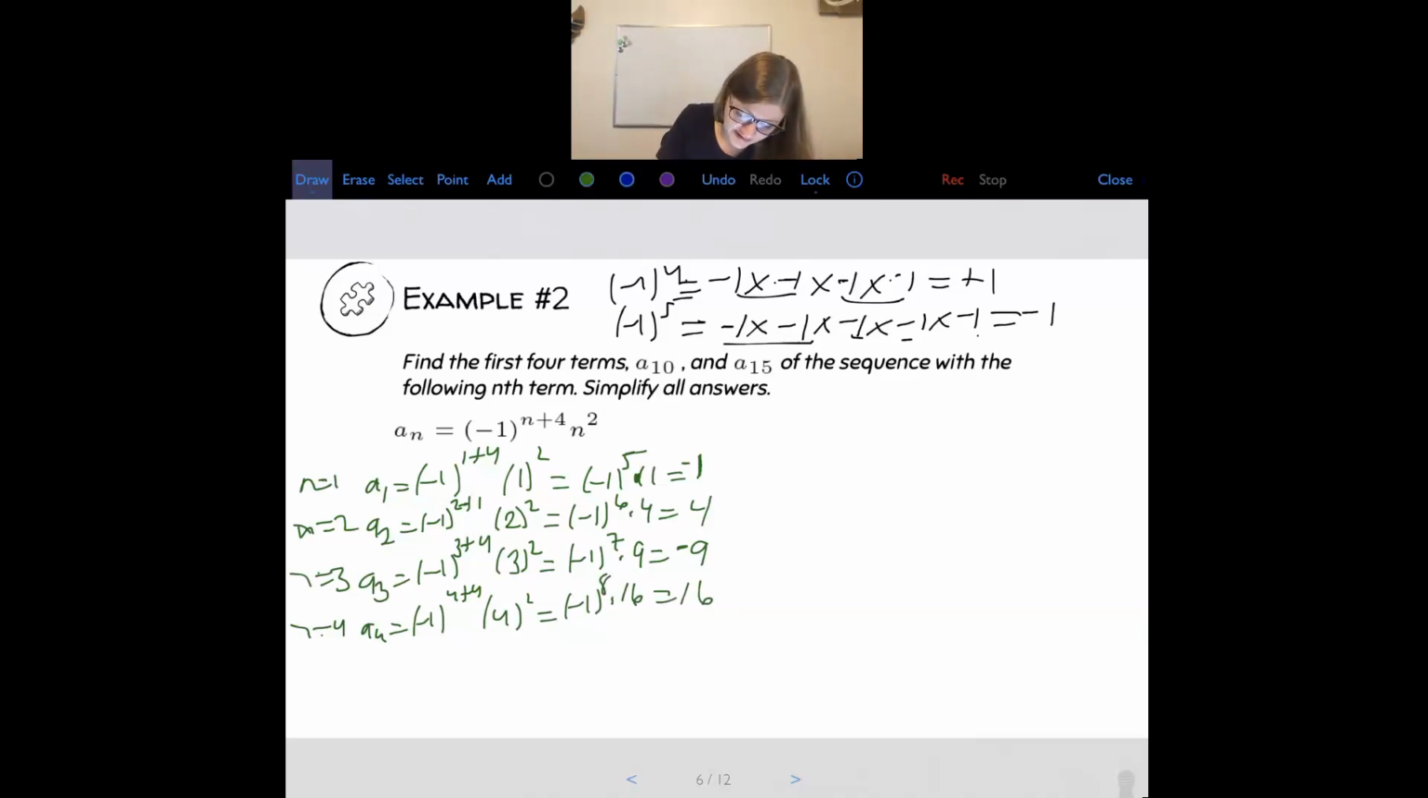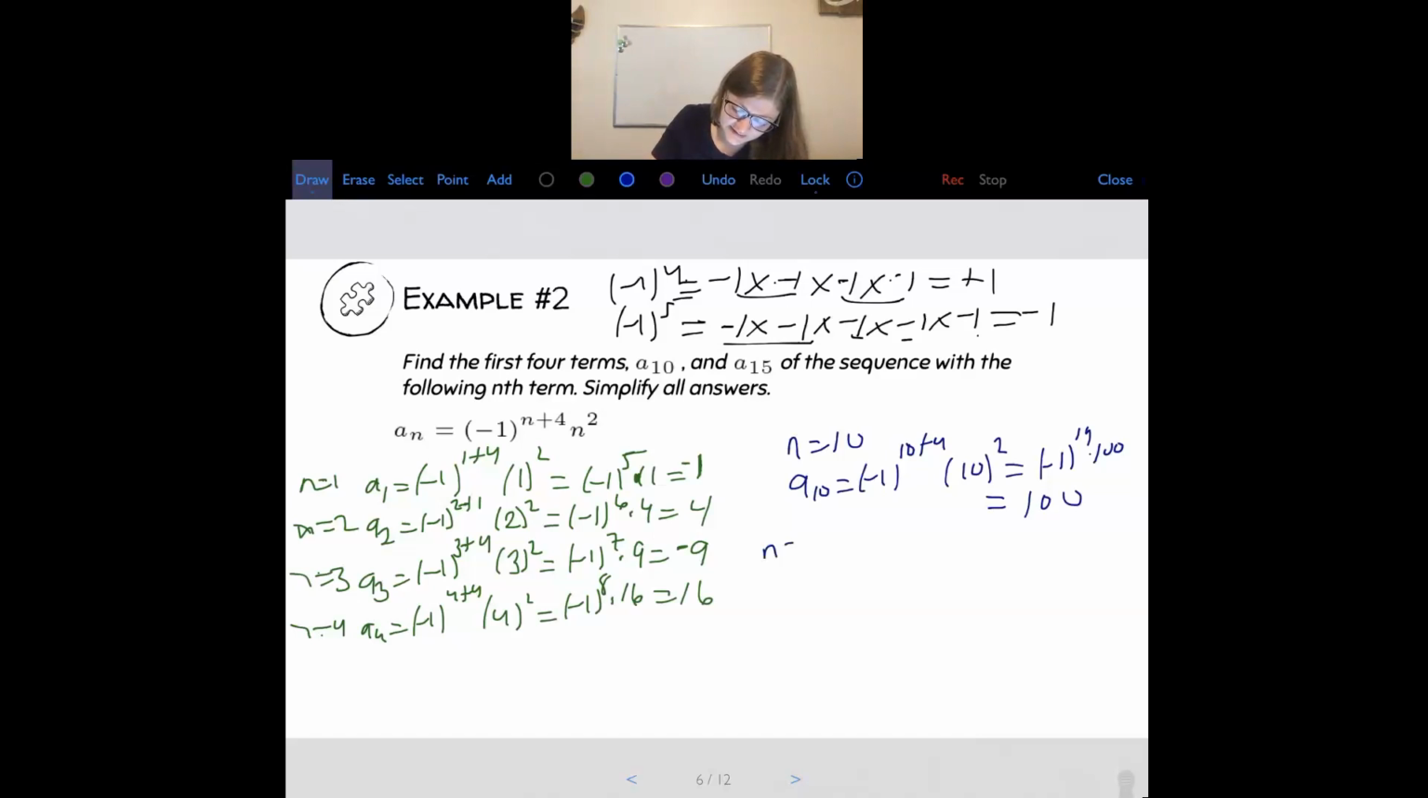Now we go to a sub 10. So to get a sub 10, we do n is equal to 10. So we have a sub 10 is equal to negative 1 to the 10 plus 4 times 10 squared, which is negative 1 to the 14th times 100. So this becomes 1 times 100, which is just 100.